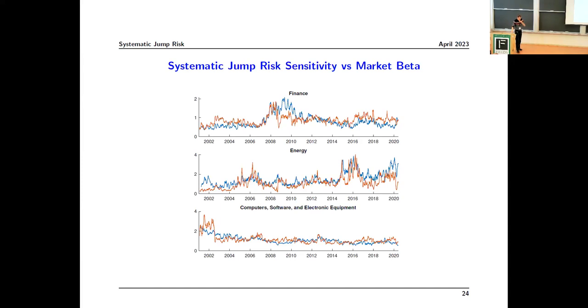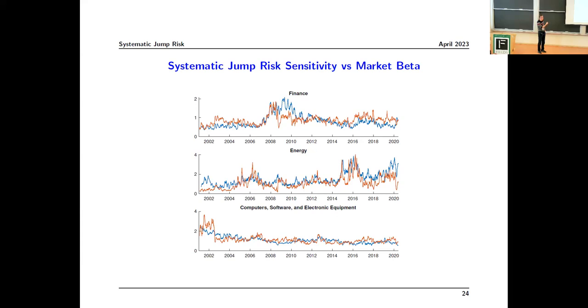The point of this plot is to show that you're getting something which is quite different in terms of cross-sectional behavior of the stocks. This is by sectors: the financial sector, the energy sector, and computers and technology, whatever you want to call that. It's cross-sectionally averaged out, so of course a lot of information which potentially is important for asset pricing is probably washed out this way. But nevertheless, even with this coarse aggregation, you do see a lot of different patterns which come from these systematic exposures. The blue line here is this systematic jump risk sensitivity, and the red line is the market betas of these stocks.